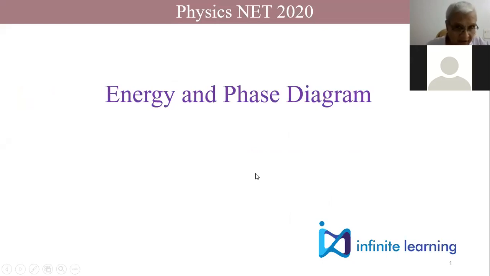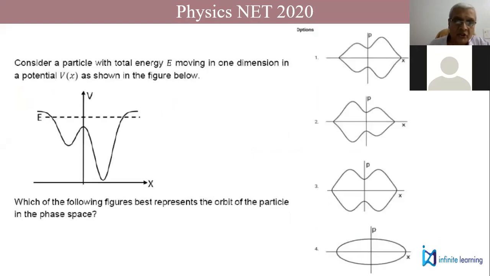It says energy and phase diagram. And look at the question. It says consider a particle with total energy E. Okay, so that dotted line is energy E, and the potential shown is V. Which of the following figures best represents the orbit of the particle in the phase space? It's a momentum versus position graph.